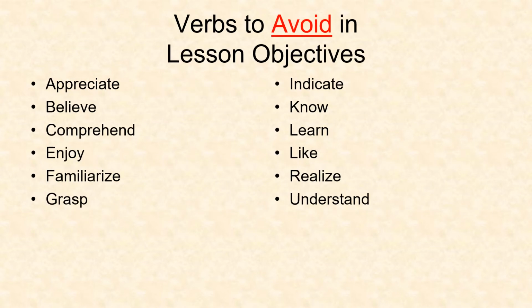So when you are writing objectives, we talked about the measurable and the observable. Look at the words in this list. Appreciate, we already talked about. Believe. We'd like students to believe something, or to grasp something, to indicate, to know, to like something. Those are not directly observable items. So we do not use those types of verbs in planning our objectives.